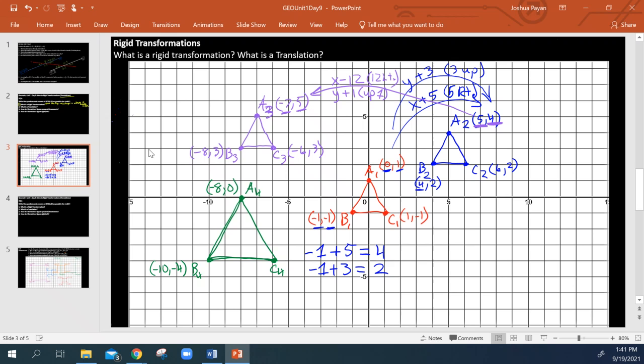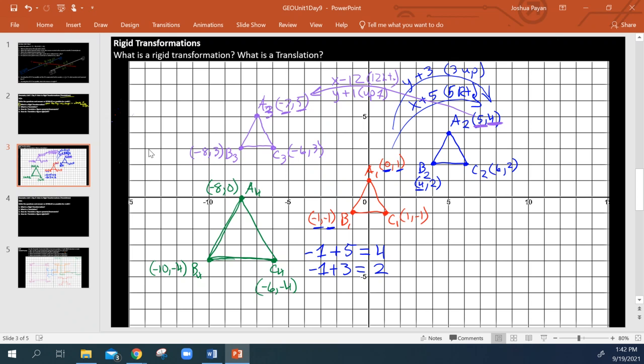Whole bunch of negatives. And then C4 became negative 6 by negative 4. Okay, so what could possibly have happened, right? Well, obviously I was dilated. The question is, how was I dilated?